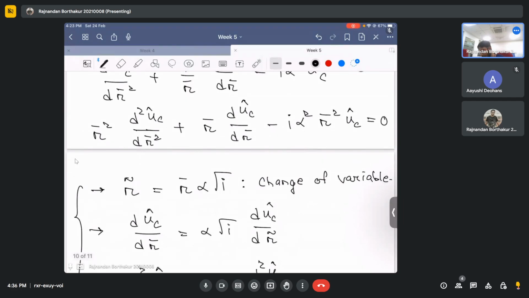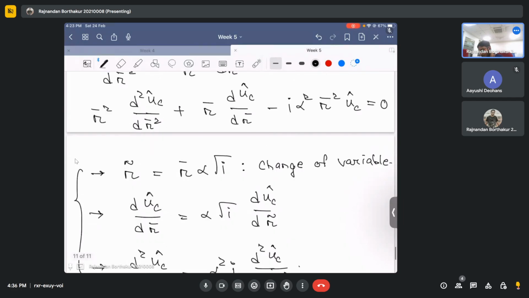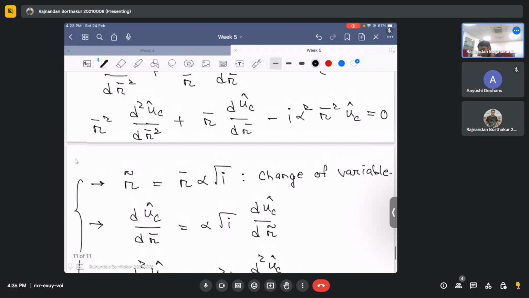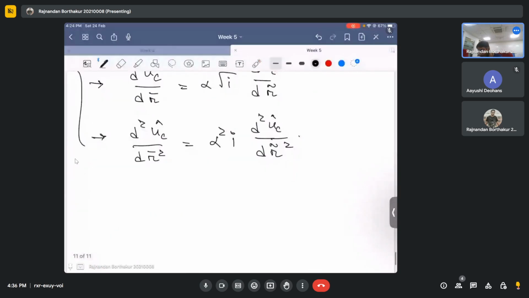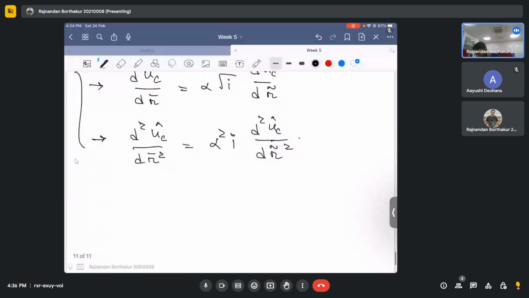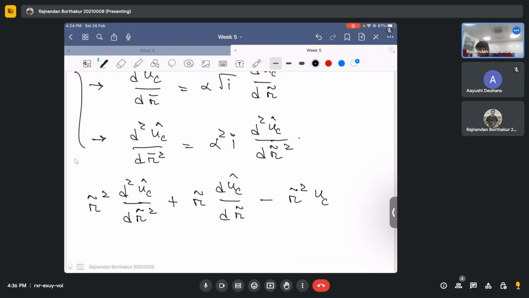So it's just simple, just substitute all these things into this, and as you do, I'll not do the math here, it's just straightforward. So what you will get is as follows: r tilde squared d2uc hat by dr tilde square plus r tilde times duc hat by dr tilde minus r tilde squared uc hat equals to 0.